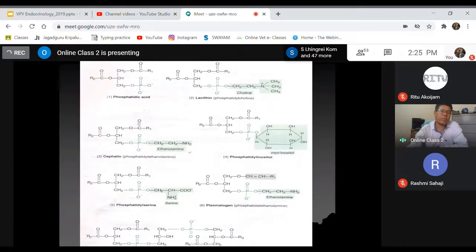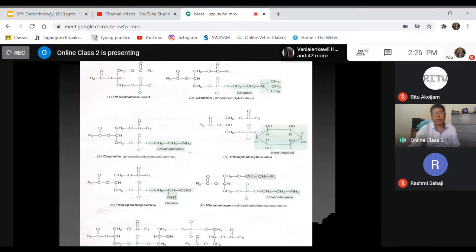Similarly, this is the structure of inositol. This is the structure of the amino acid serine. So if inositol is attached, we call it phosphatidyl inositol. If the amino acid serine is attached, then it is called phosphatidyl serine. So these are the most common ones: phosphatidyl choline, phosphatidyl ethanolamine, phosphatidyl inositol, and phosphatidyl serine, the most common phospholipids.